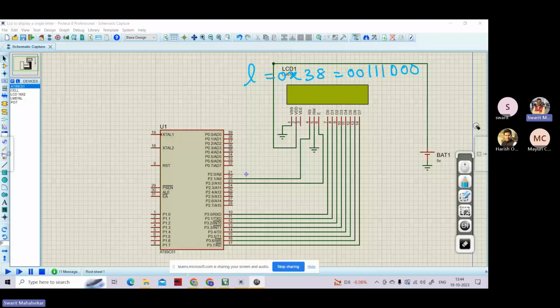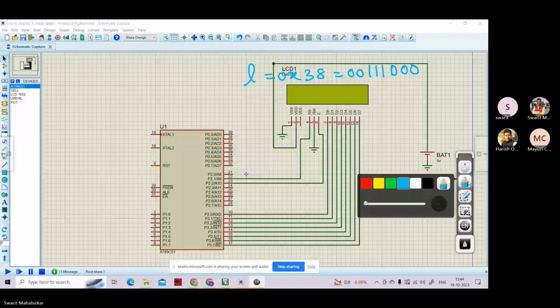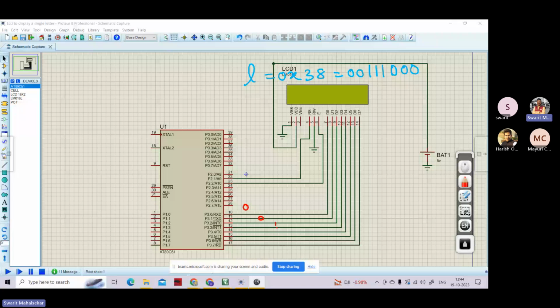See, my port 3 will have these particular values, that is 0 0 triple 1, then 0, triple 0, something like this. So port 3 will hold this particular value. And RS is 0. RS is any which way 0.